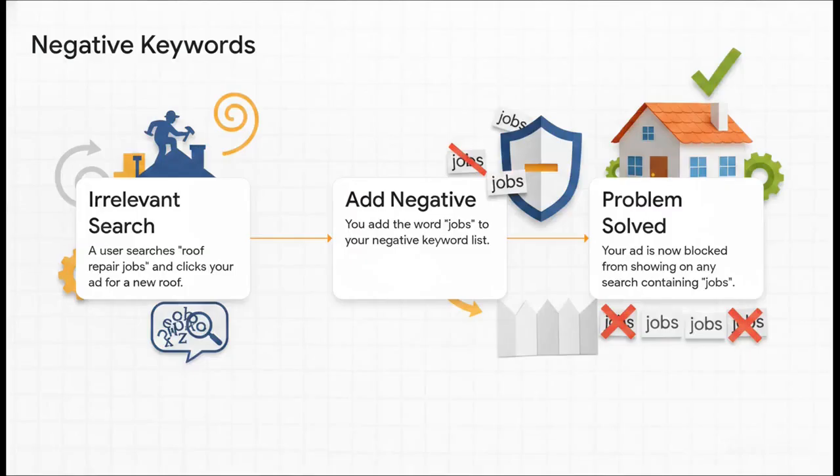Let's walk through a quick example. Let's say your ad is for new roof installation. You're looking at your reports and you see you're getting clicks from people searching for roof repair jobs. Okay, clearly that person is looking for work, not a new roof. All you have to do is add the word jobs to your negative keyword list, and boom, your ad will never show up for that search again. It's that simple, and it is that effective.